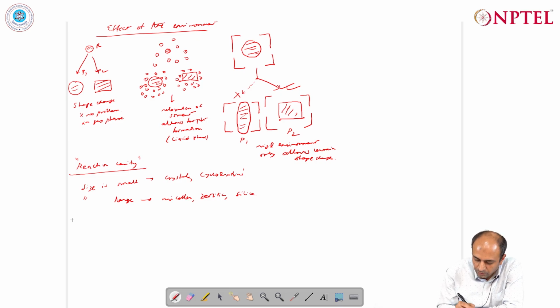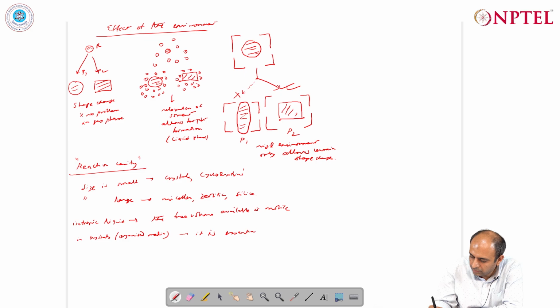And what has been observed is that if you have isotropic liquid, then the free volume available is mobile. It's like a mobile phase. The solution phase is a mobile phase. However, in crystals or organized media, it is essentially immobile. So we have got quite a limitation in terms of the free volume which is available.